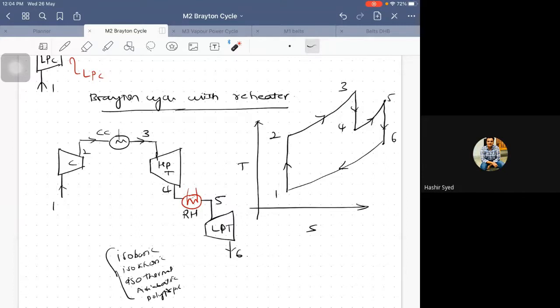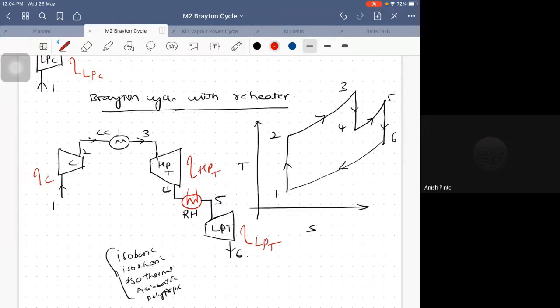Now, Hashir, did you understand this? Very good. Now this is an ideal Brayton cycle with reheater. Now if I give you the efficiency of a compressor, or the efficiency of the HP turbine, or the efficiency of an LP turbine, what necessary changes should I make in a PV diagram there?